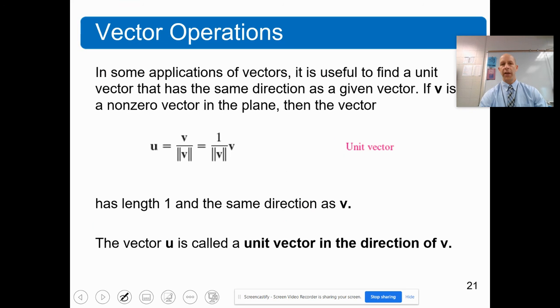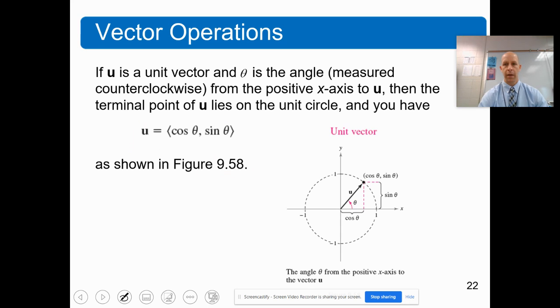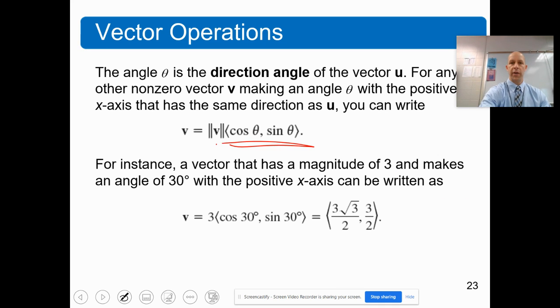In some applications of vectors, it is useful to find the unit vector. The unit vector is going to be in the same direction, but it's going to have a magnitude of 1. So the unit vector is simply the vector divided by its magnitude, which should make sense. And then there's some more information here. Notice that we can use sine and cosine in order to find the direction that it's going.